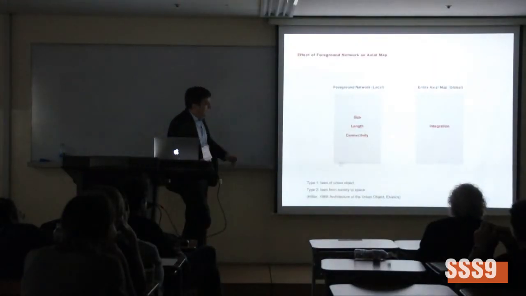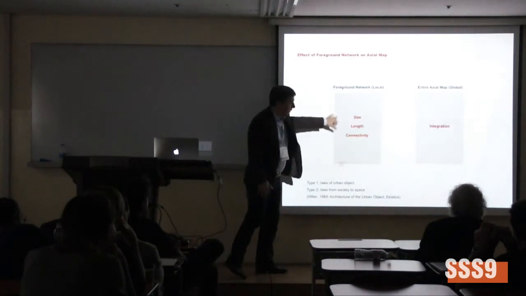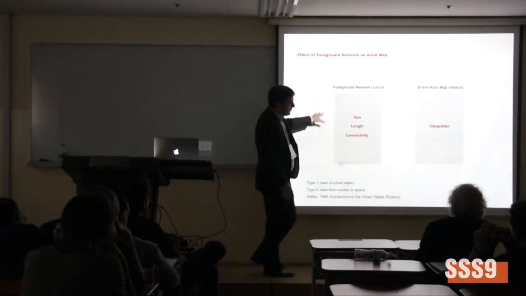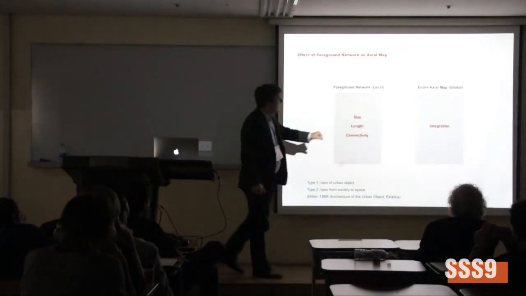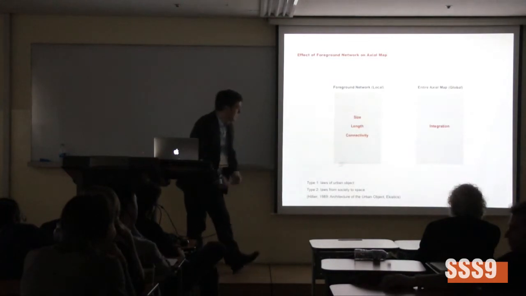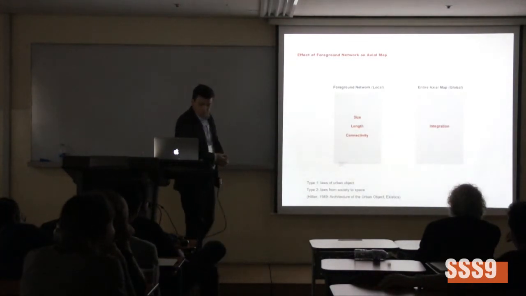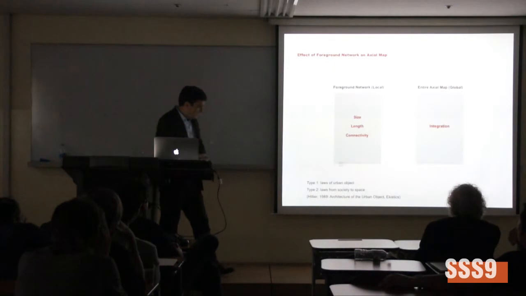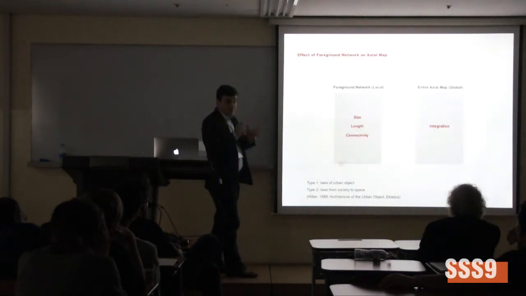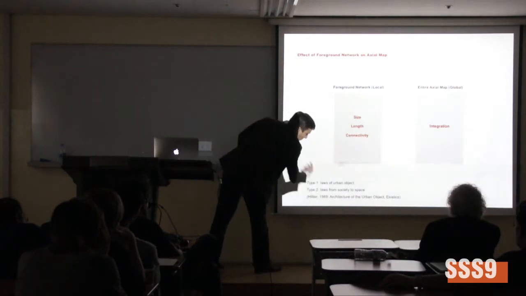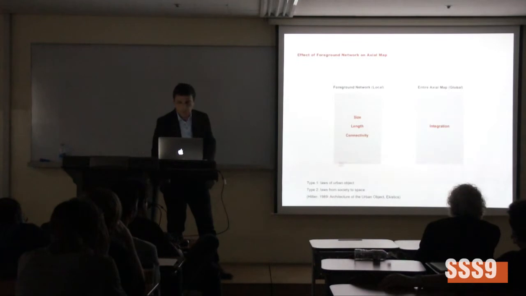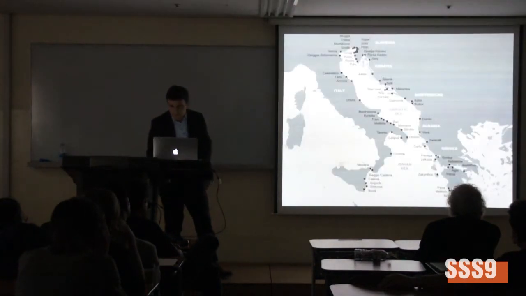So the question then is how can we look at the local properties of that foreground network and ask whether that would explain the global integration of the city. It has to do with type 1 laws that Taylor termed in his seminal paper, Architecture of the Urban Object, and to some degree I'm making some comments about the top 2 laws of this from society to space. So let's first discuss the sample.